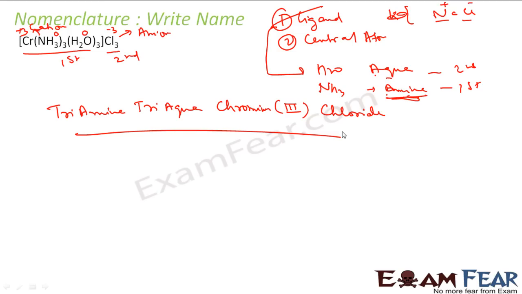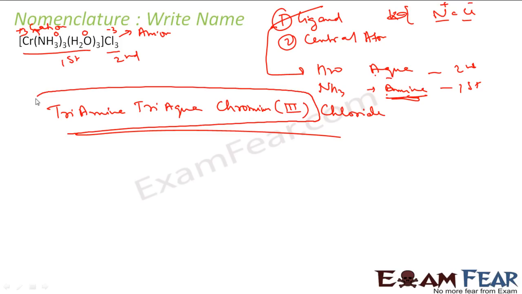Hope you understand what we have done. The first step was to find which is cation and which is anion. First we wrote the cation. In the cation, we first wrote the ligands. For ligands also we use alphabetical order: first amine, then aqua, and then the metal with the oxidation state. Once that is done, we write chloride, which is the anion part.